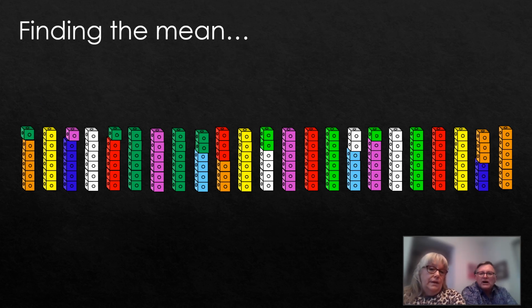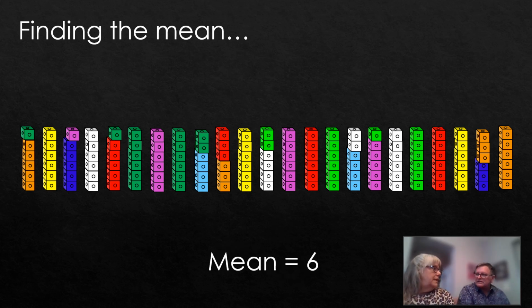And so I could see then I've equally distributed, all the towers are the same height. And if I count correctly, there are 6 cubes in each tower. So the mean number of letters is 6. You are absolutely correct.